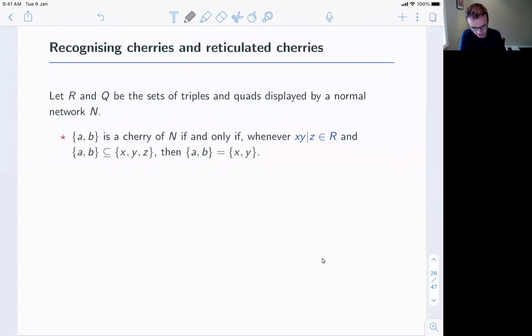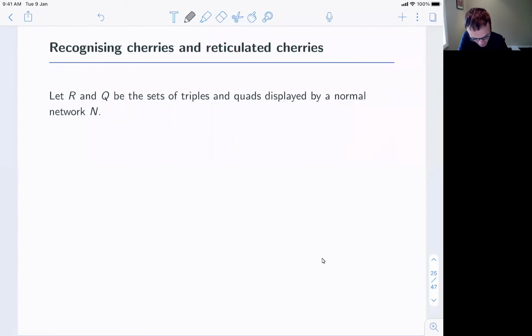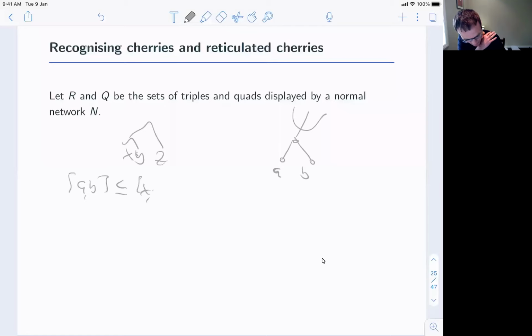So, I know I was going to do not that first. How can I recognize, if I'm given a normal network that I can't see, but I've got the triples and quads, how do I recognize cherries? So this is a cherry in a normal network. And if I was taking any rooted triple X, Y, Z, and I said that A and B were a subset of X, Y, Z, what can you tell me about A and B? And X, Y, Z is a triple of this normal network.